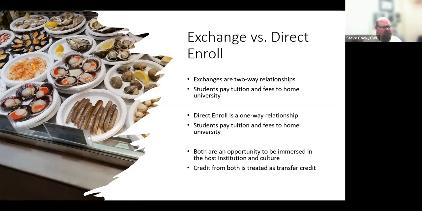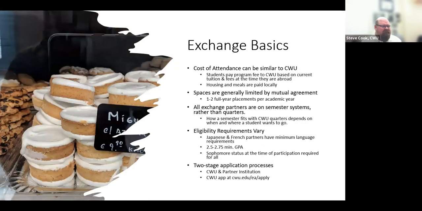All right. Some exchange basics. As I said, the cost of attendance can be similar to CWU. It's not necessarily going to be exact. As I mentioned, students pay a program fee to CWU. It's based on the current tuition and fees at the time when they are abroad. But as I'll mention in a moment, all of our partners are on semester systems. So to keep the math easy and to keep things fair for students, the program fee is based on 1.5 quarters of CWU tuition and fees. And then housing and meals are all paid locally.